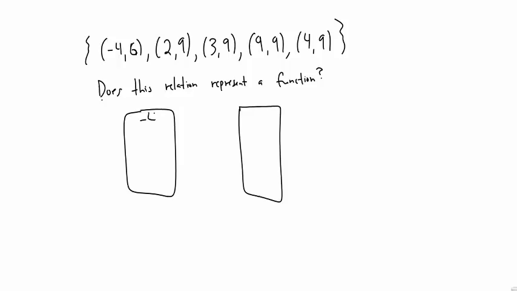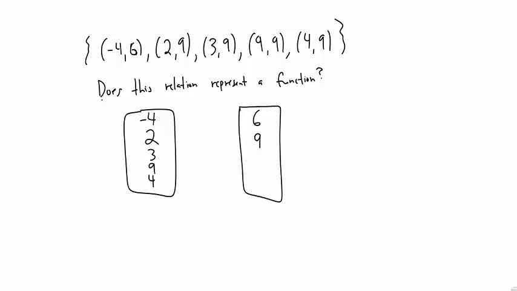In the first set, we'll put down the first coordinates of all the ordered pairs. Negative 4, 2, 3, 9, and positive 4. And in the second set on the right here, we'll put down all the second coordinates that occur in these ordered pairs. 6 and positive 9. That's it.